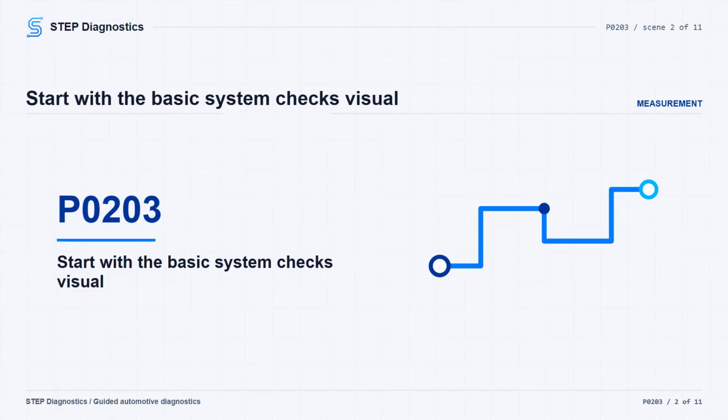Before getting deep into P0203, start with the basic system checks. Look for anything obvious that matches the customer concern. Check for related service messages or bulletins, and look closely for previous repairs that may have been done incorrectly. Confirm the battery and charging system are healthy, and make sure battery SOC is greater than 70% before starting diagnostics.